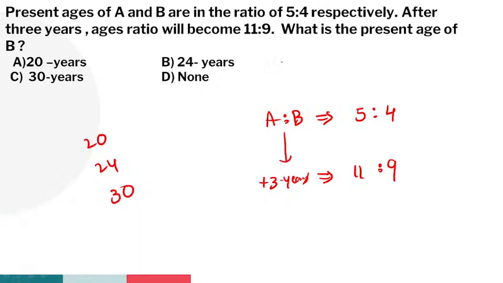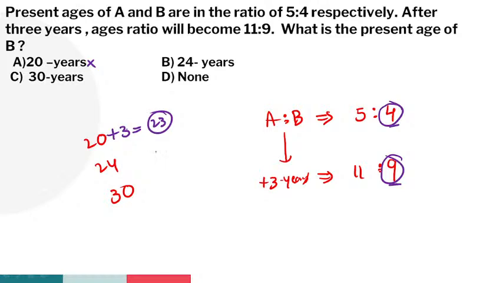Okay, right. We have to find out the present age of B. Present B, how many parts? 4 parts. Somebody is saying the answer, very good, excellent. After 3 years, B is how many parts here? 9 parts. We only have to find out B. Right. What is the first option? 20. 20 is a multiple of 4. Yes, 4 5s are 20. After 3 years, 20 plus 3, 23. 23 is a multiple of 9? No. That's why option 1 is the wrong option.